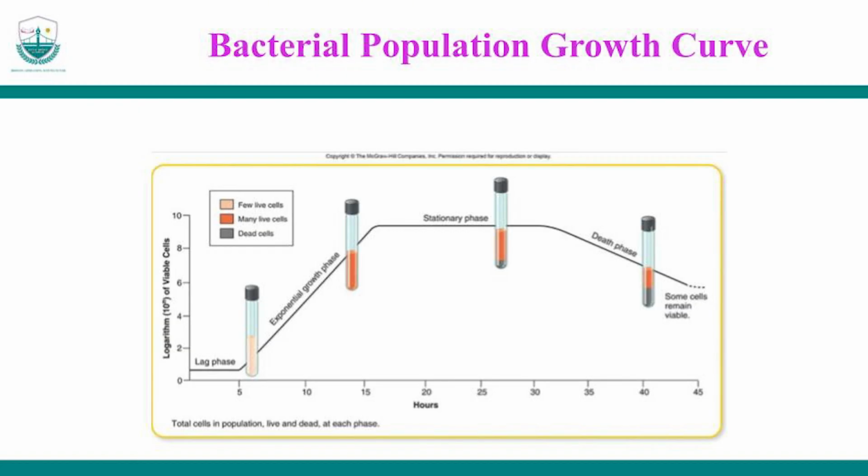So the graph, if you plot the number of viable bacterial cells against time, looks like what we are seeing here. You have a time when the increase is not so much, then a time when the increase is exponential, then a time when you have no increase or decline, and then you have a decline phase. We want to explain what happens at each of these phases and why we have such situations.